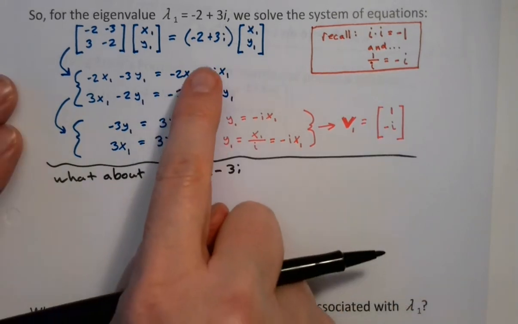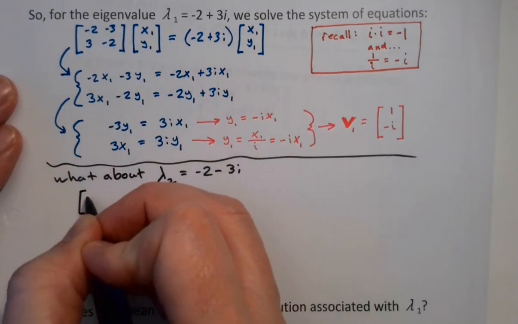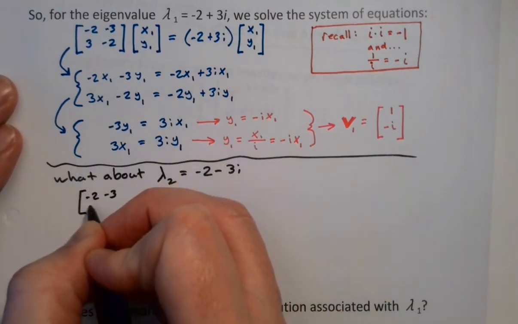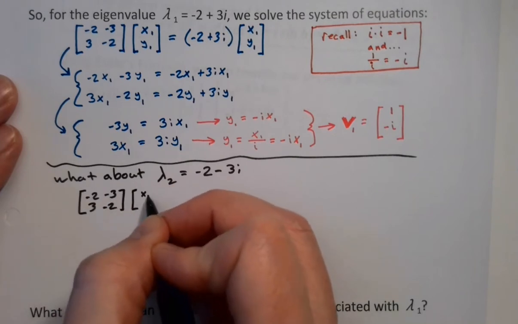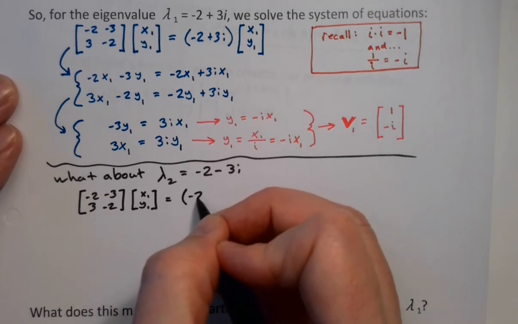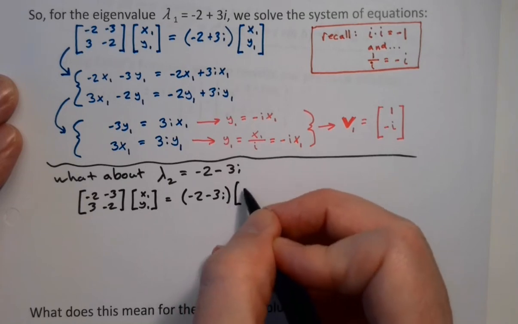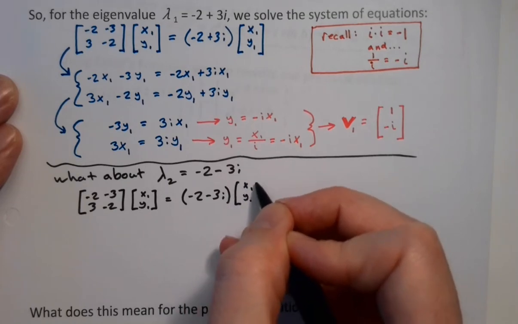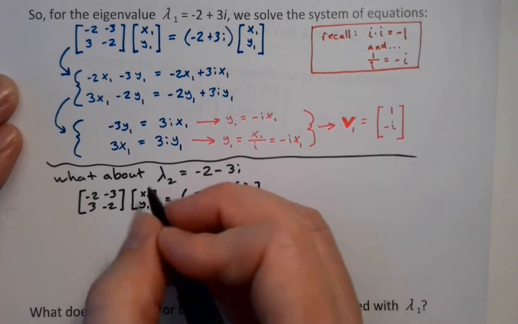This time, I'm just going to go off this top one. It would be -2, -3, 3, -2, and then x1, y1. The other side is going to be -2 minus 3i because they're conjugates. Oh, sorry, and I'm not labeling these all x1 and y1. They should be x2 and y2.